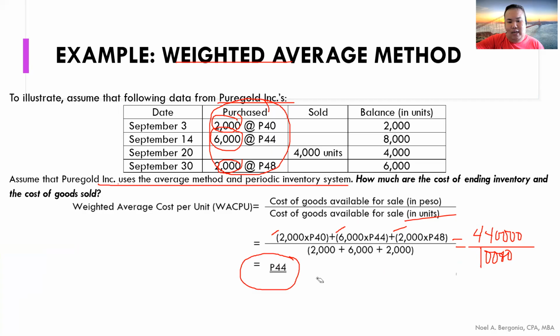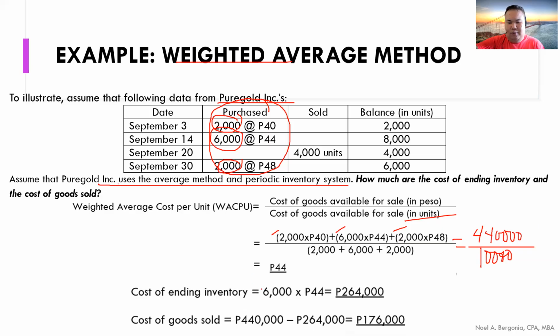Okay, so any questions? So yan po yung WACP natin. Okay, so in determining now the cost of ending inventory and the cost of goods sold, so for the ending inventory, now we have 6,000 na remaining balance. So just simply 6,000 times 44 na WACP. So the ending inventory is 264,000.